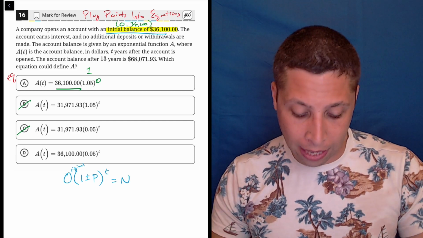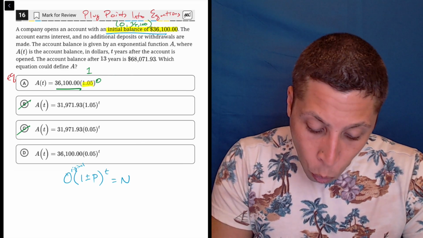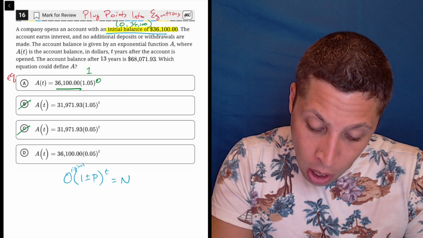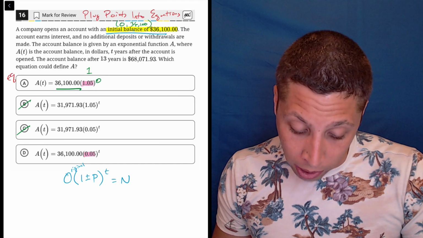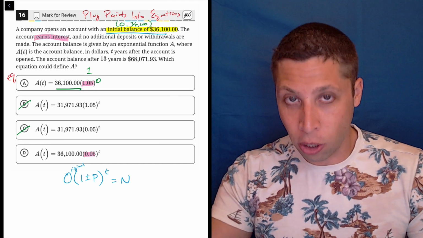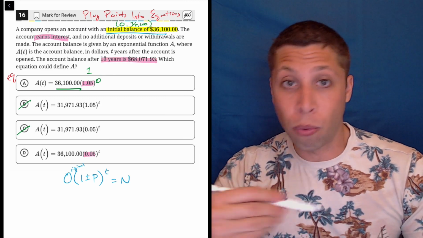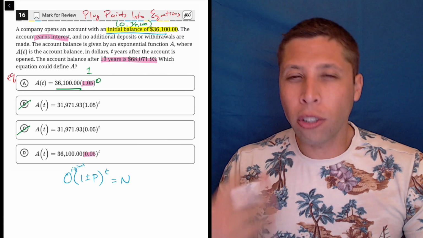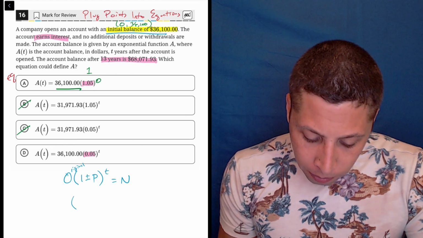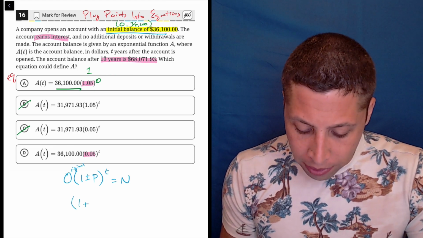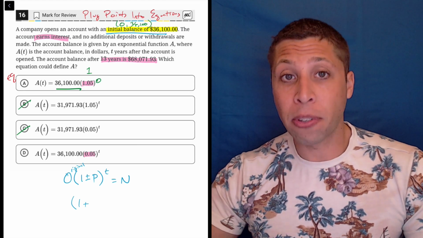So you've got two ways of getting there. Then you have to think, what's happening? Why would it be 1.05 versus 0.05? It does have to do a little bit with the story. They're saying it's earning interest, so it's increasing, and we can see that we have a higher number at the end of the 13 years. So if you understand how the open formula works, we can use that to our advantage. If we had an increase in the parentheses, we would have this 1 plus, because the plus means an increase. And then the P represents the percentage as a decimal.